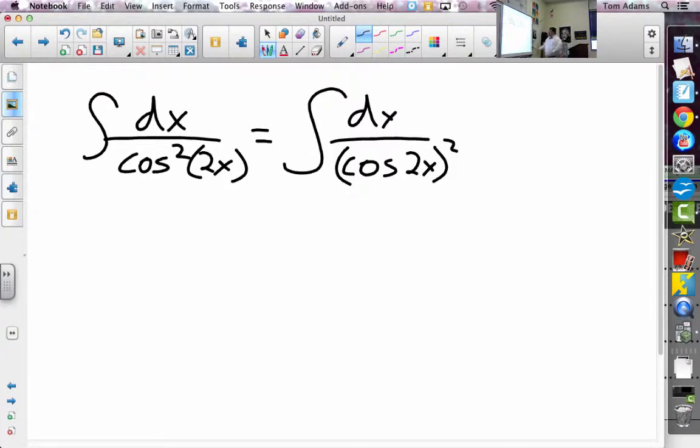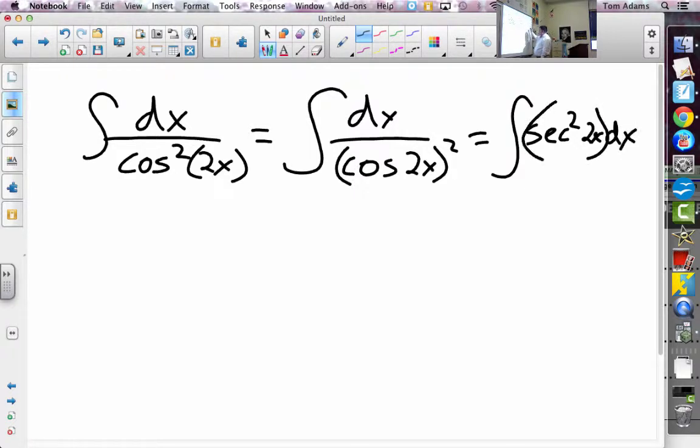Well, you don't recognize that, or maybe you do. What is 1 over cosine? Sine, tangent, no. What is 1 over cosine? Secant. So 1 over cosine squared would be secant squared of 2x dx.